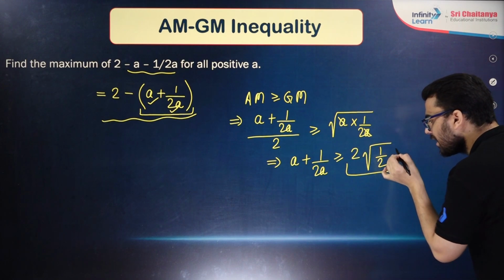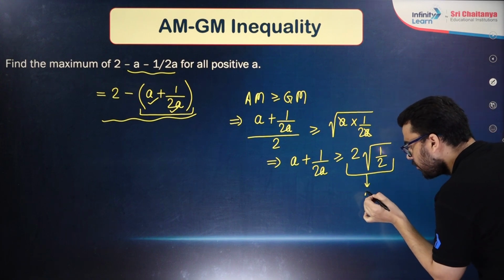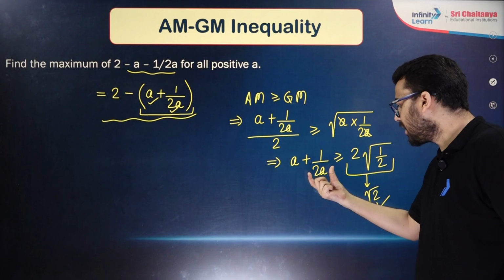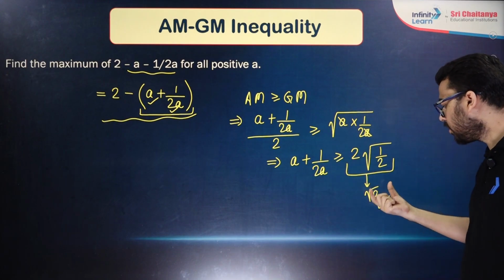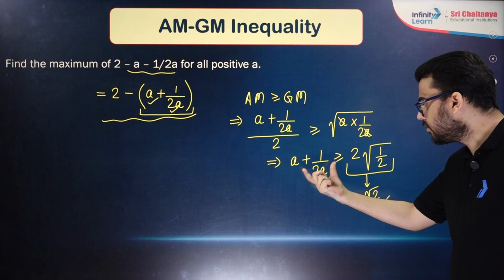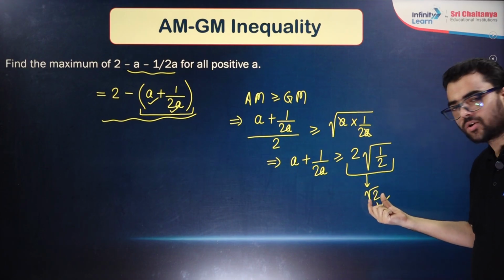If you just simplify this thing, this is going to be root 2. So what does it mean? That a plus 1 by 2a is greater than or equal to root 2. It means the minimum value of a plus 1 by 2a is root 2.